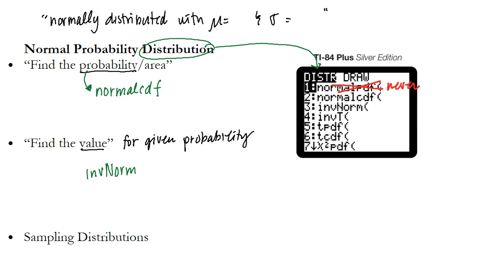These are the inputs in case you've forgotten them. The CDF needs a minimum value. That's where you start caring about the probability. Then a max, where you stop caring, a mean, and a standard deviation. And the inverse normal takes the area to the left of the cutoff, the mean, and the standard deviation.